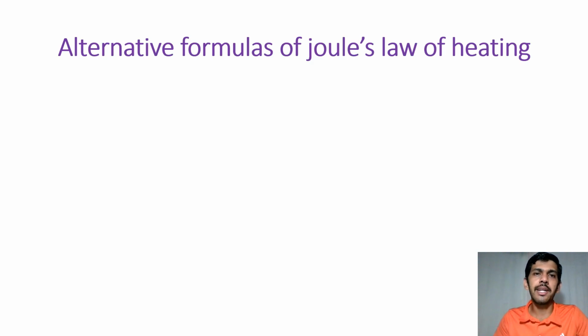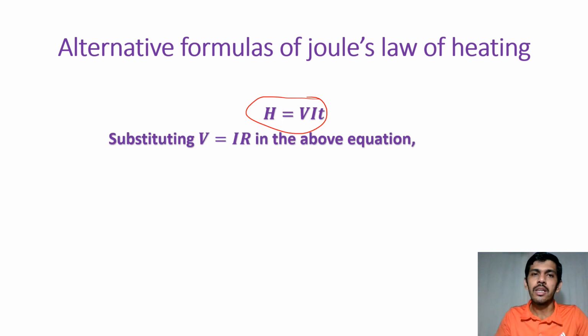So the alternative formulas for Joule's law of heating. The first formula we can use is H is equal to V into I into T, and the second formula we can use is by substituting V equal to IR from Ohm's law, we will get H is equal to I square RT. And one more formula you can use.